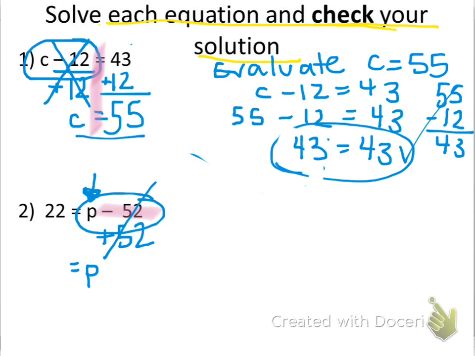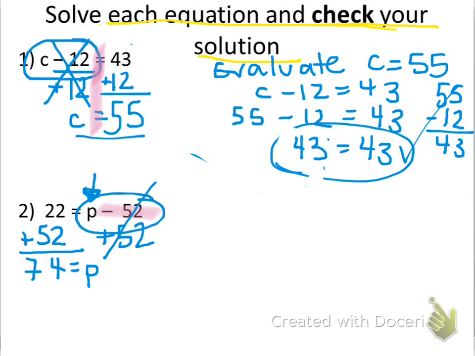Now remember, whatever you do to one side, you have to do to the other. So because we added 52 to this side, we have to add it to this side in order to keep them equal. Then 22 plus 52 is 74, so I would have 74 is equal to p.